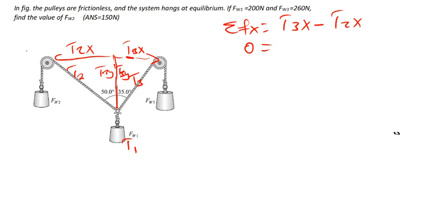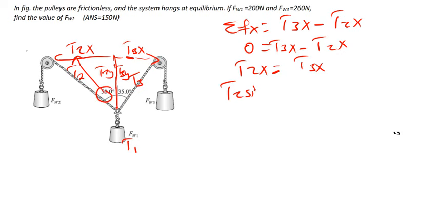This is 0: T3x minus T2x. So this will come here to be T2x equal to T3x. Now here I can clearly see that this angle is opposite to that, so that is going to be sine. So T2 sine theta will be equal to T3 sine theta. My goal is to find T2. I have everything.